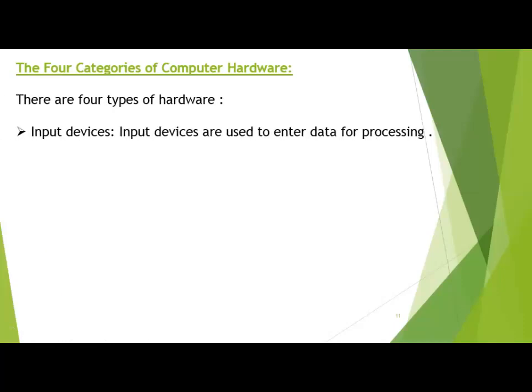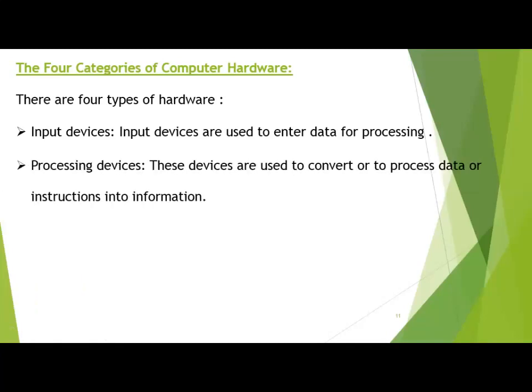Input devices. Input devices are used to enter data for processing. This is one of the first categories of hardware through which we enter data. Processing devices. These devices are used to convert or process data or instructions into information. This is basically related to the microprocessor, or CPU. The purpose of the CPU is to transform data into information.